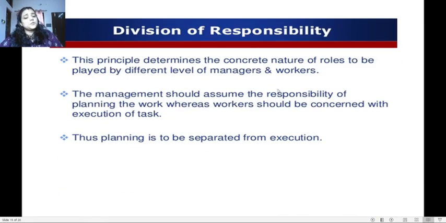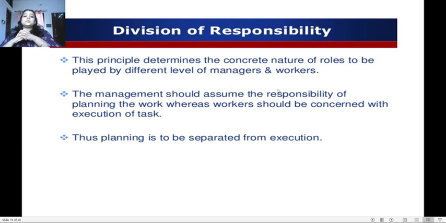Coming down to the division of responsibility. This principle determines that there should be concrete nature of roles to be played by different levels of the management. Yes, manager has to do some other work, that is, manager will plan and workers will execute. So this attitude should always be there in an organization, right?